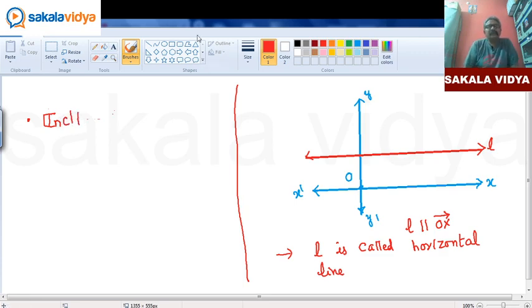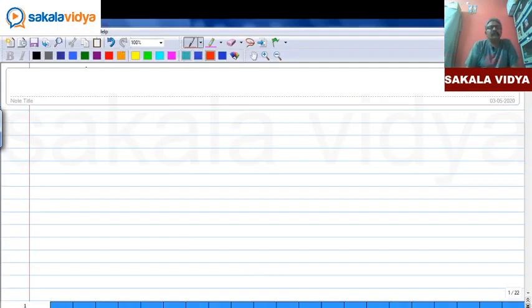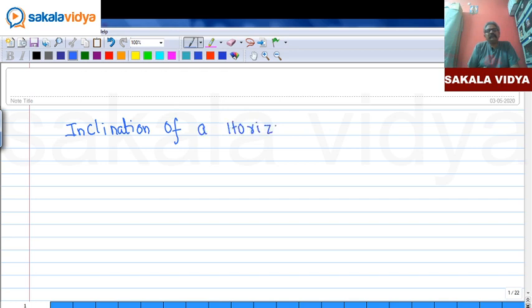Okay, let us come to here. Inclination of a horizontal line is theta is equal to 0 degrees.